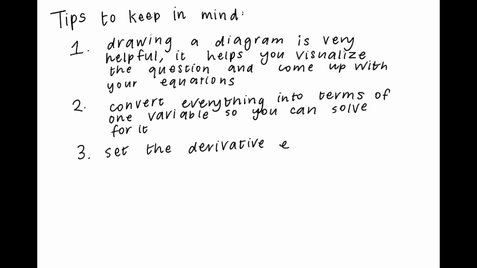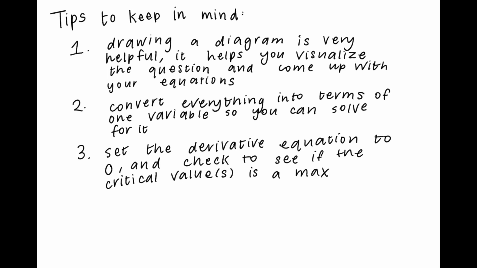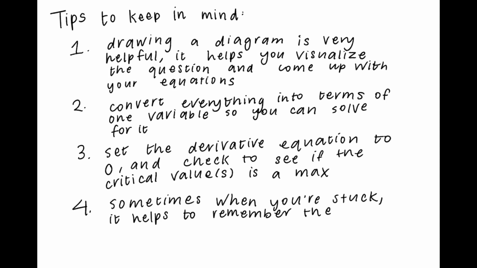Tip 3 is to set the derivative equation to 0 and then to check if the critical value or values that you get is a maximum. Tip 4 is that whenever you're stuck, try to remember the context of the story, which might provide some hints when you solve the question.